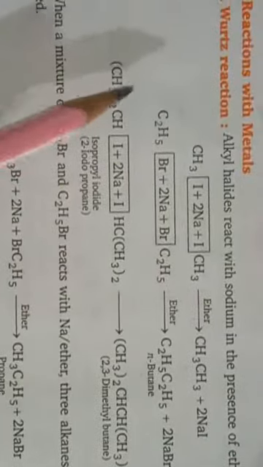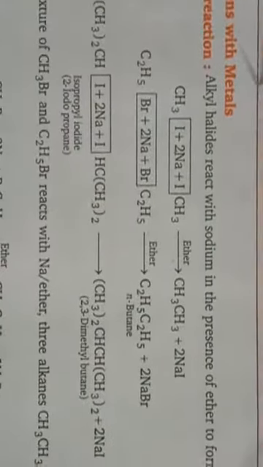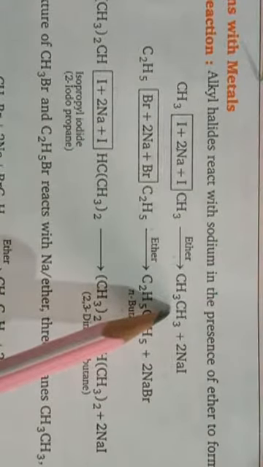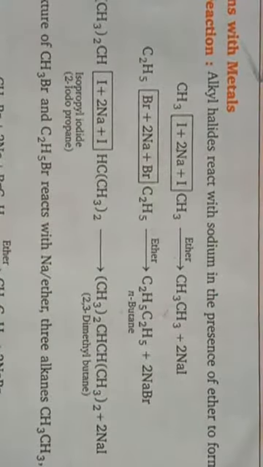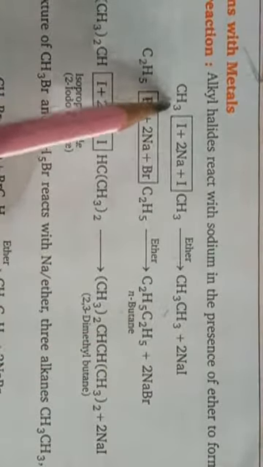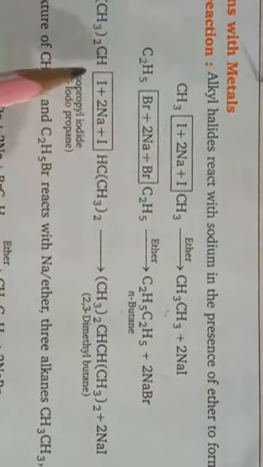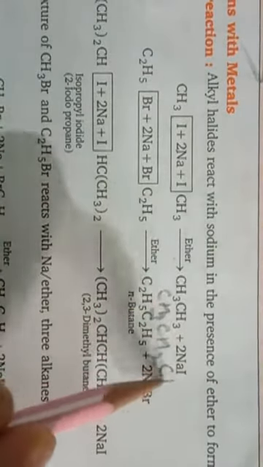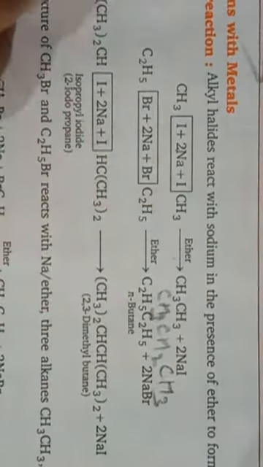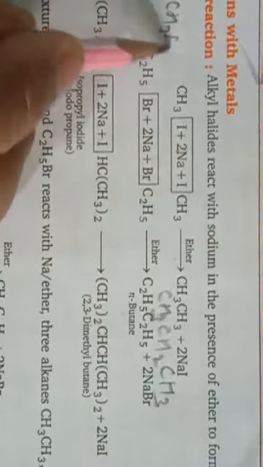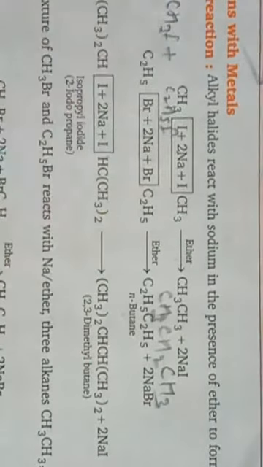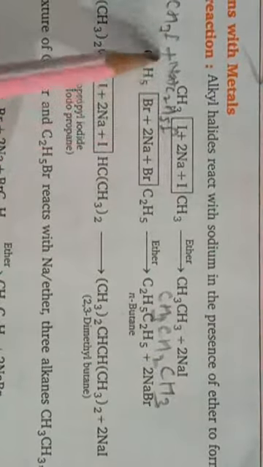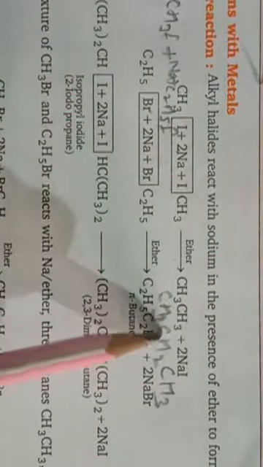Now there is one drawback of Wood's reaction. We cannot prepare alkanes with an odd number of carbon atoms. Why? Because for that case we will require a mixture of alkyl halides. For example, if you want to prepare propane, you will require methyl iodide plus ethyl iodide with sodium metal. So you will require a mixture of alkyl halides for the formation of this odd carbon containing alkane.